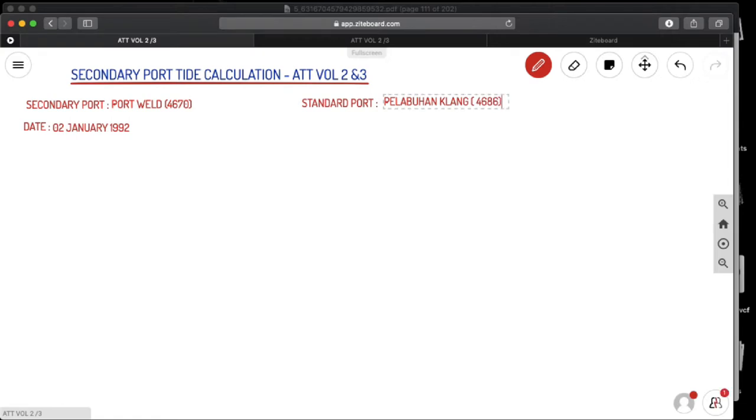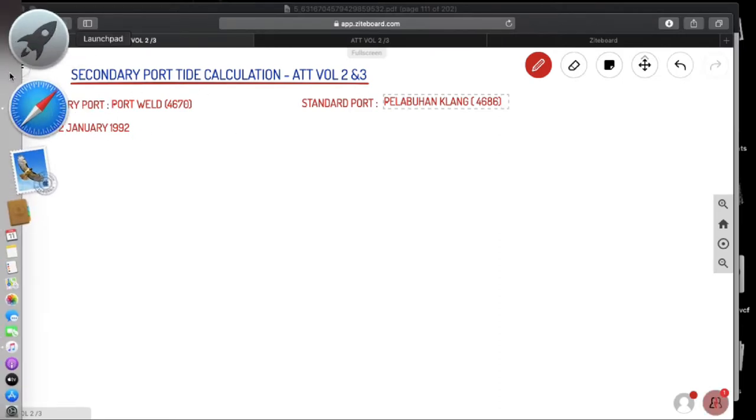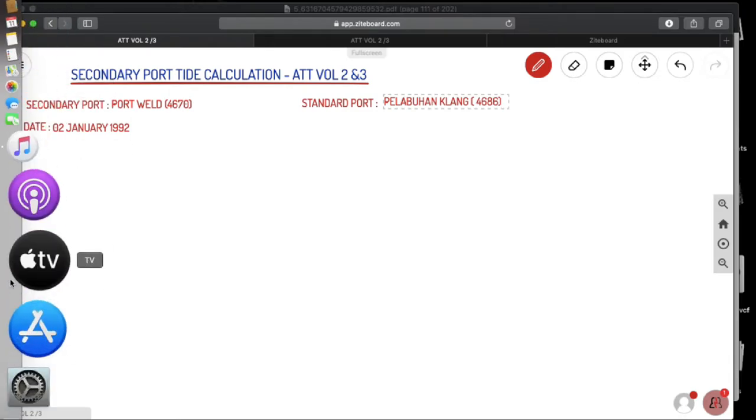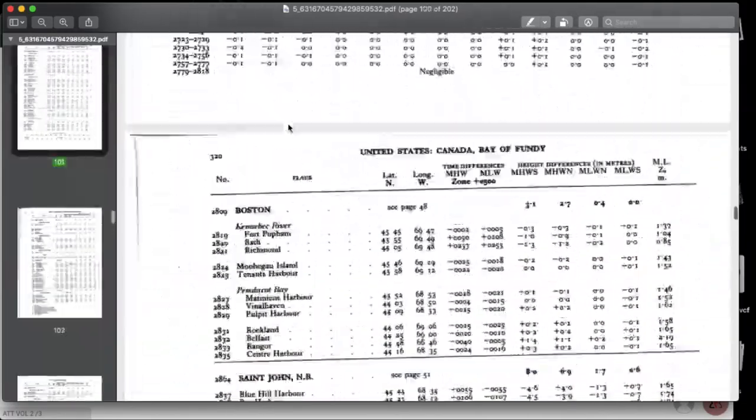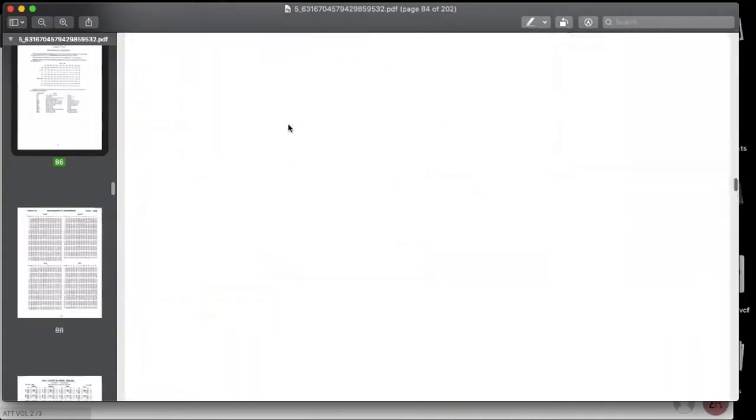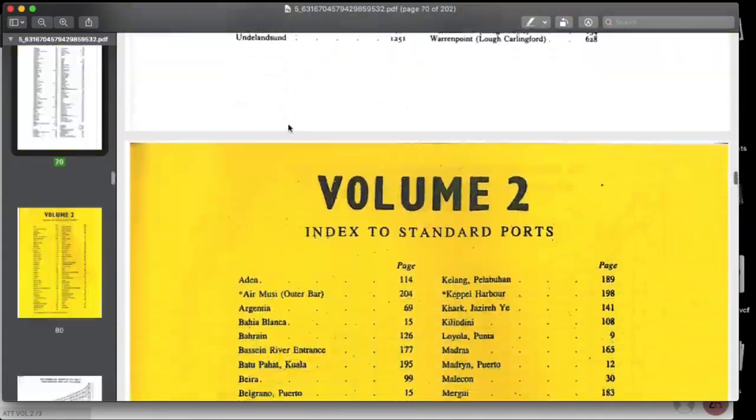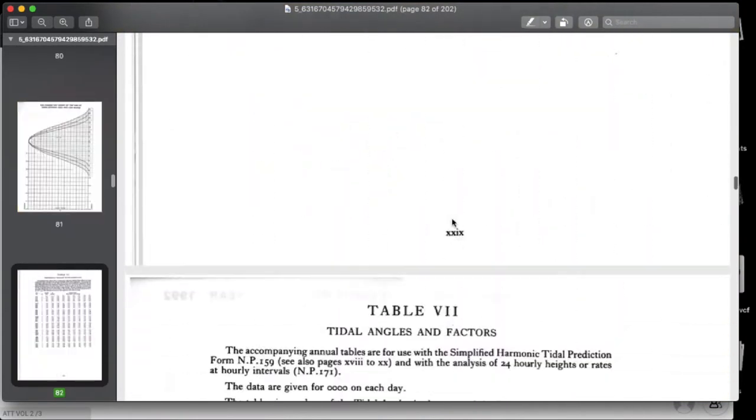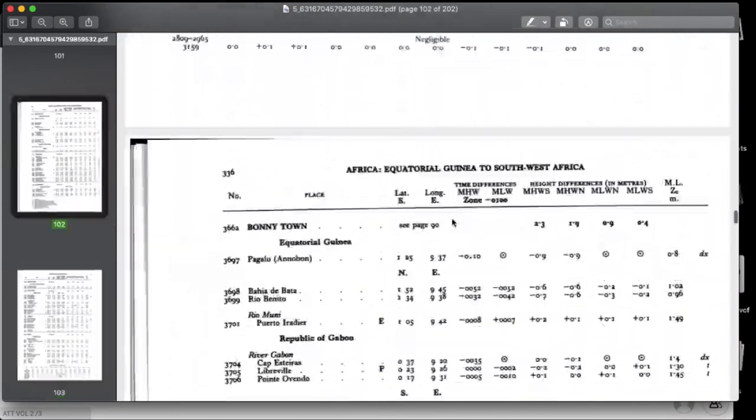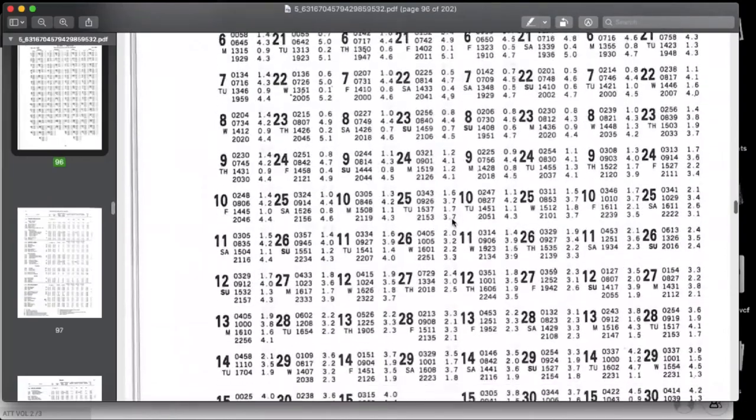The next thing we need to know is what the tides are for Pelabuhan Klang for the date of 2nd January, because that's the only thing that will be given in the tide tables, and the difference for the secondary port will be given. So we need to calculate that. If you come to the first page of Volume 2, you can see all the standard ports for that area. These are the standard ports. Our port was Pelabuhan Klang. If you go there, you can see it's Klang, Pelabuhan. You get the page number so that you can go fast and not waste time searching everything. The page number is 189. So let's see where page number 189 is. Yes, it's page number 189.